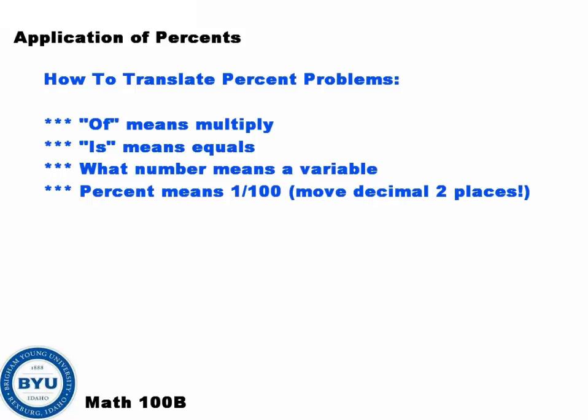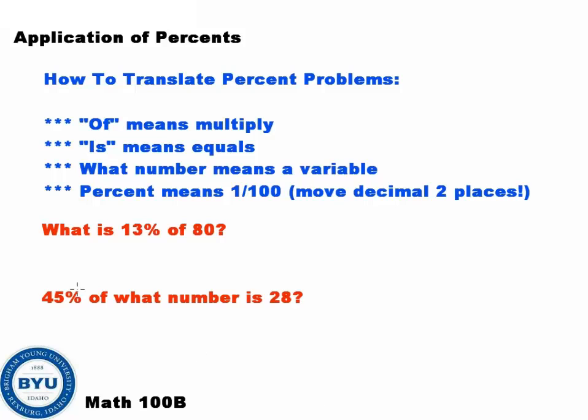If you ever see "what number," well, that means to put a variable. So, for example, you would put the variable x. And percent means 1 over 100. Anytime you have a number with a percent, you're going to want to move the decimal place over 2 places. Let's look at an example.